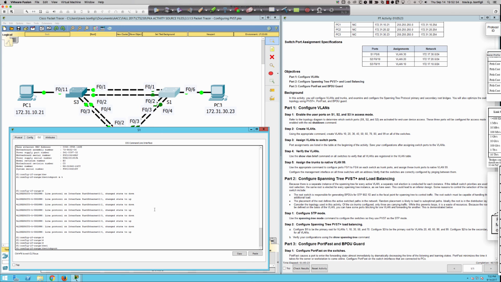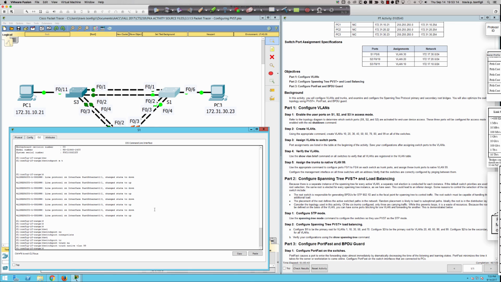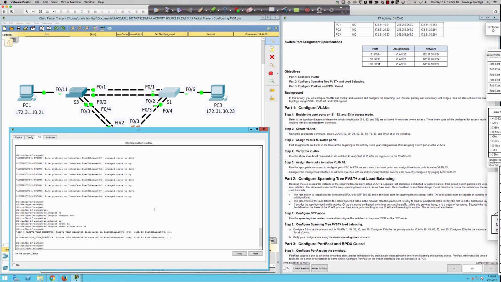So I don't need DTP to be running. So this is a Cisco best practice. If I hard-code it as a trunk, the best practice is to turn off the dynamic trunking protocol with switchport nonegotiate. So I'm going to say switchport nonegotiate. Then I need to say switchport trunk native VLAN, and our native VLAN is 99, right?